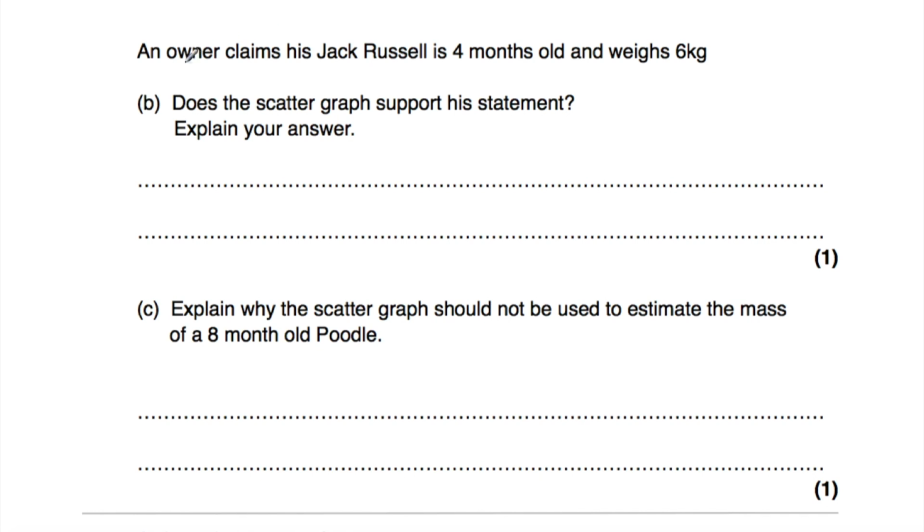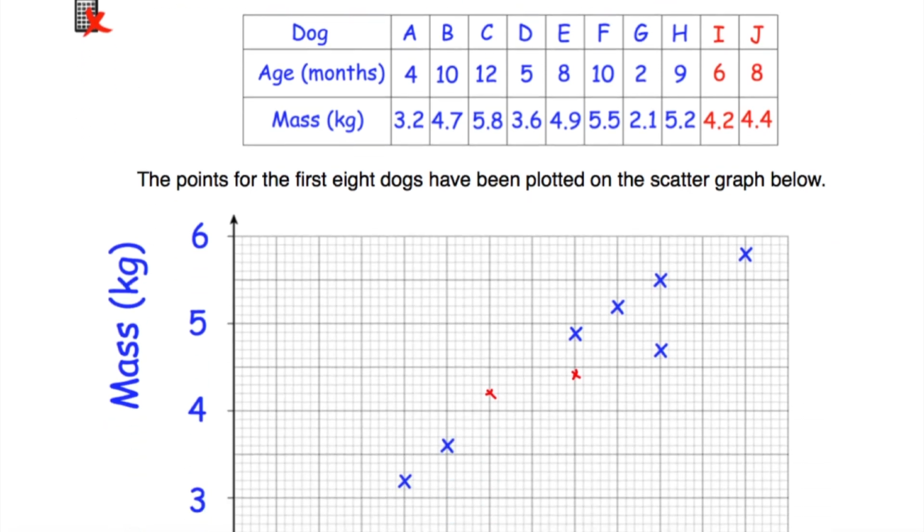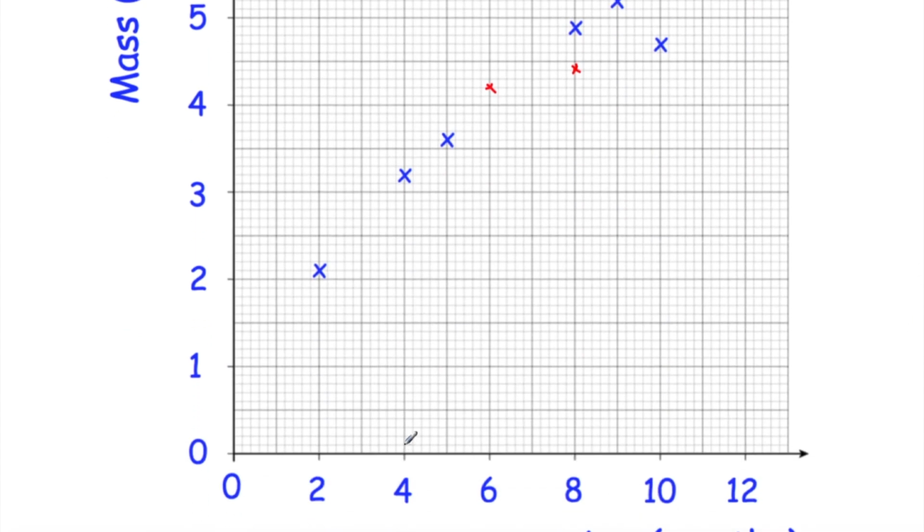And then if we turn over, we're told an owner claims his Jack Russell is 4 months old and weighs 6 kilograms. Does the scatter graph support his statement? Explain your answer. So let's go to the scatter graph. He's saying his dog is 4 months old, so 4 months, and he's saying it's 6 kilograms. So if we go to 4 months, which would be here, he's saying it's 6 kilograms, which is actually quite high up.